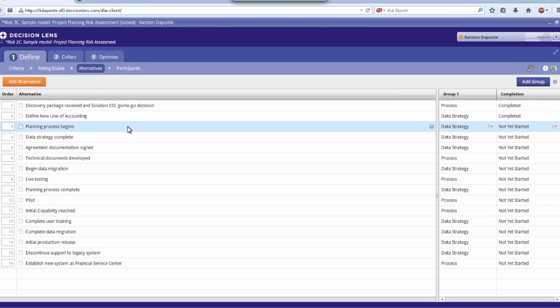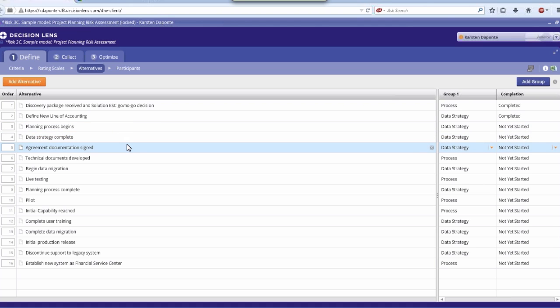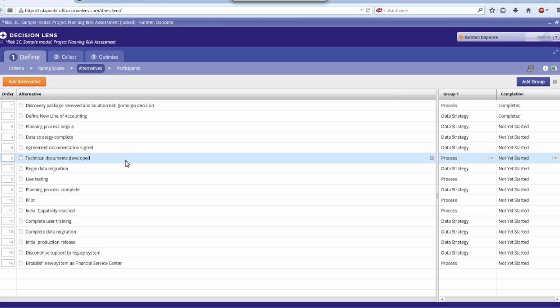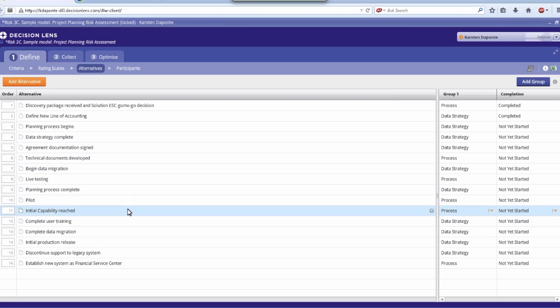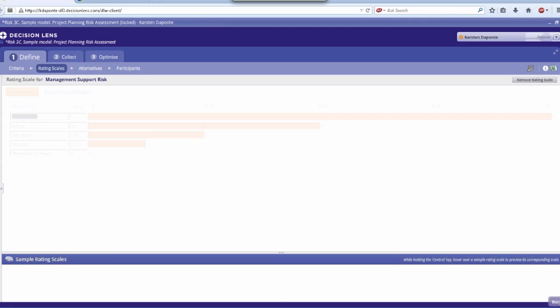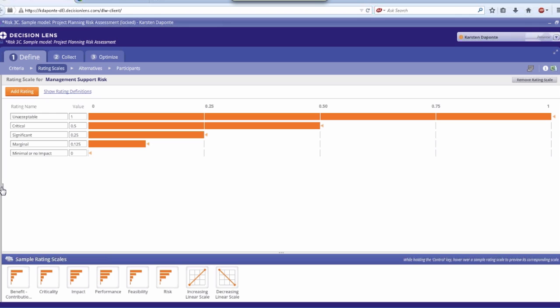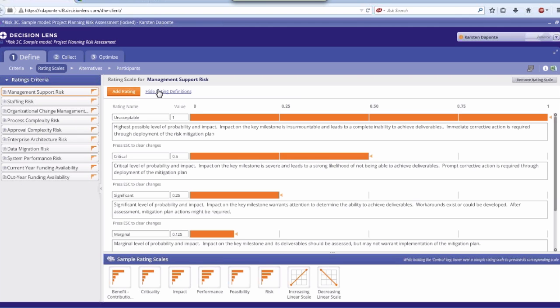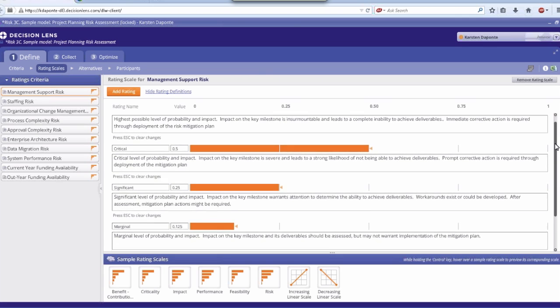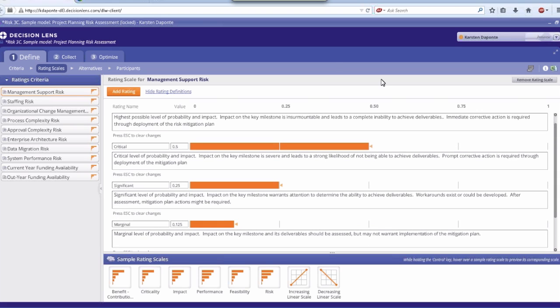Here we see a number of critical steps in the implementation process. Building these milestones in as the alternatives allows us to periodically assess the level of risk associated with meeting those key milestones. Let's take a quick look at the rating scales. In this model, each of the risk criteria includes a scale with a spectrum from unacceptable down to minimal or no impact. Similar to the second model that we reviewed, these scales refer to the necessity of implementing mitigation plan actions as a result of the existing risk.